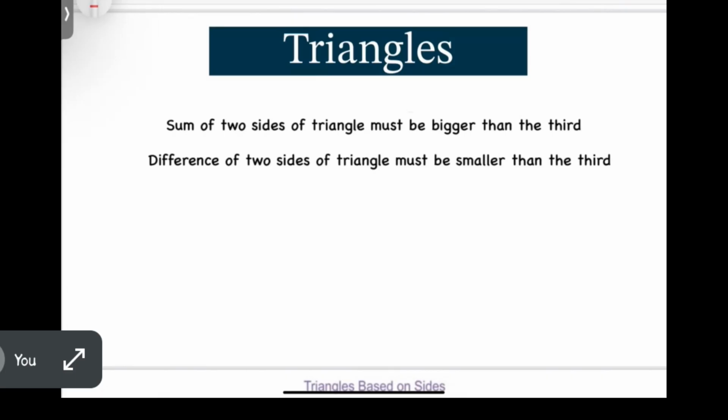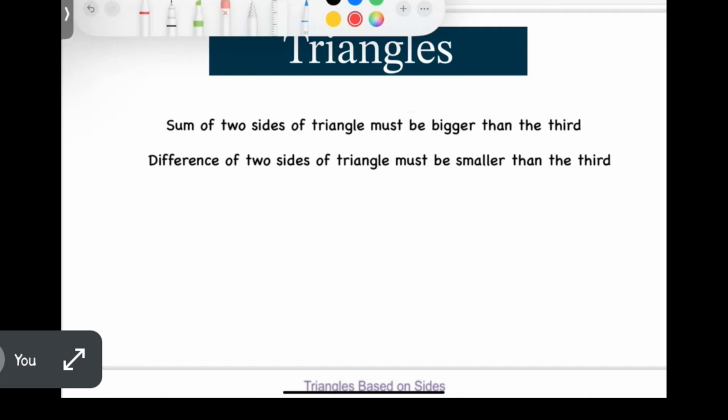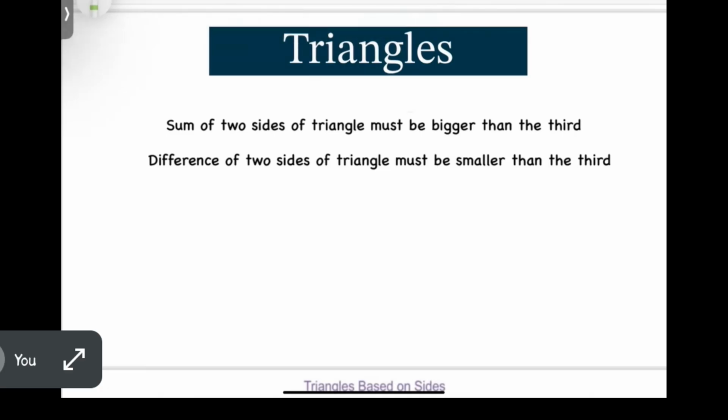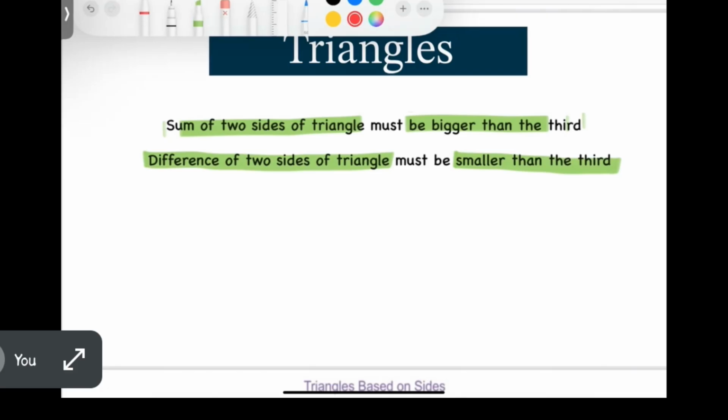Okay, now there are some conditions. It doesn't mean that if you have 3 points, they can form a triangle. If you have three numbers, those three numbers may not form a triangle. The condition to form a triangle is that the sum of two sides of the triangle must be bigger than the third side. That means the sum of two sides of a triangle should be bigger than the other one. And the second one is that the difference of the two sides of a triangle must be smaller than the third one. Okay, so I'll give you an example here.